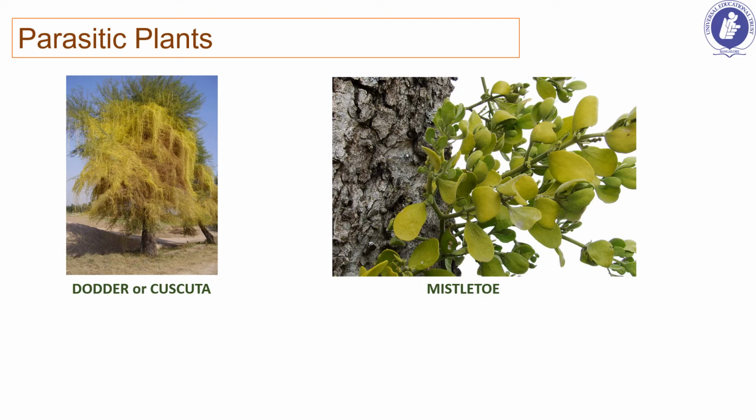Whereas the second picture shows a plant called mistletoe. Whenever you go to villages, you might have seen this mistletoe growing on mango trees. The mistletoe actually has green colored leaves and it has chlorophyll and it can make its own food. But still, why is it growing on another host plant? This is only because it has to absorb the water and nutrients.